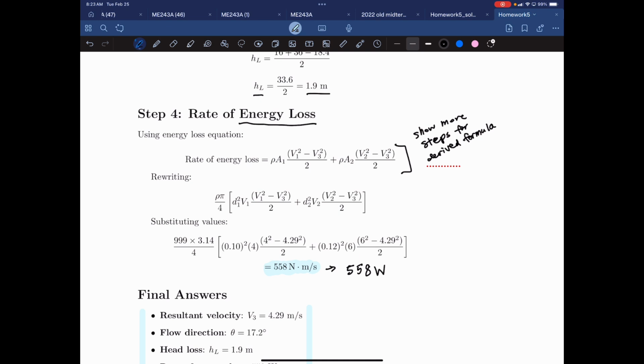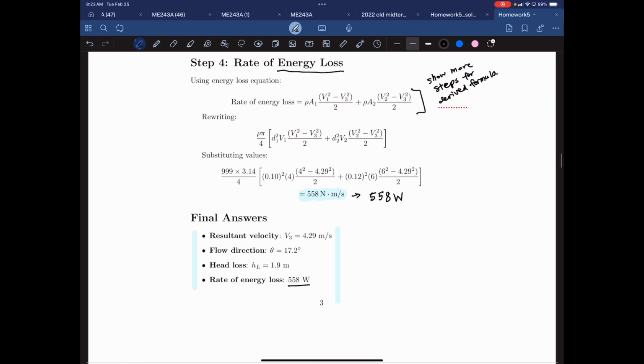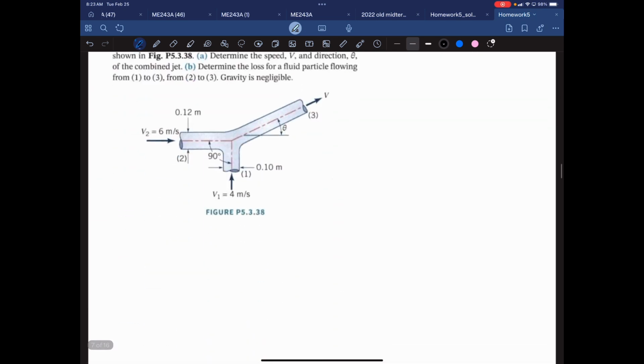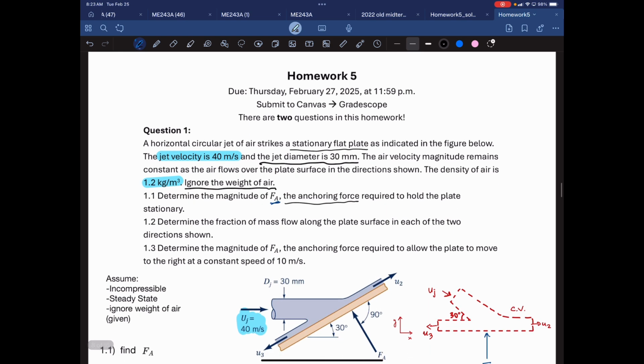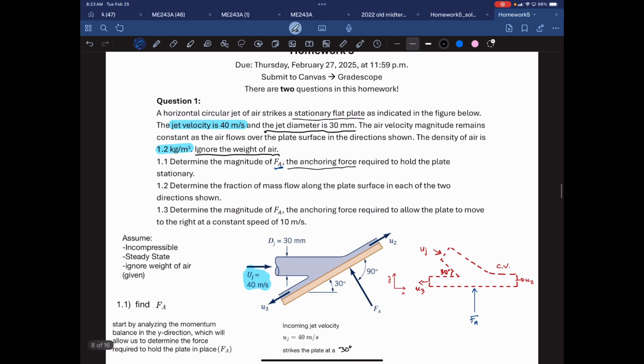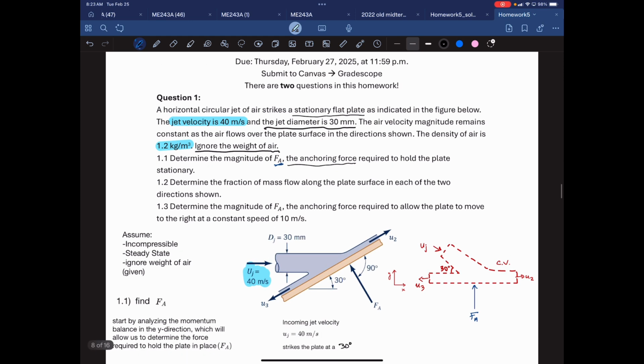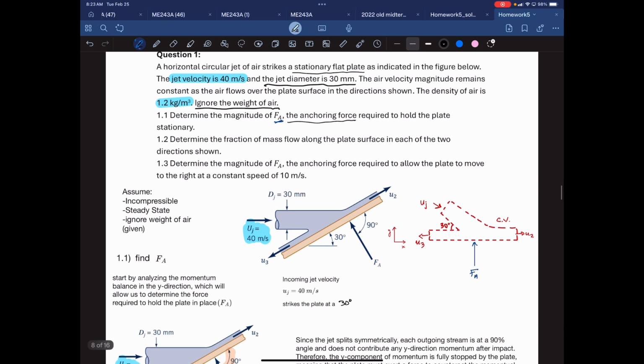Okay, I'm going to move on to the hints for the homework. I showed a couple of hints on Friday, but I added better notes now. So we have problem 1, which is very similar to the practice problem I just showed. Hopefully you can see the similarities. This time we have a jet velocity of 40 meters per second, and the horizontal circular jet of air strikes a stationary flat plate, as shown in the figure.